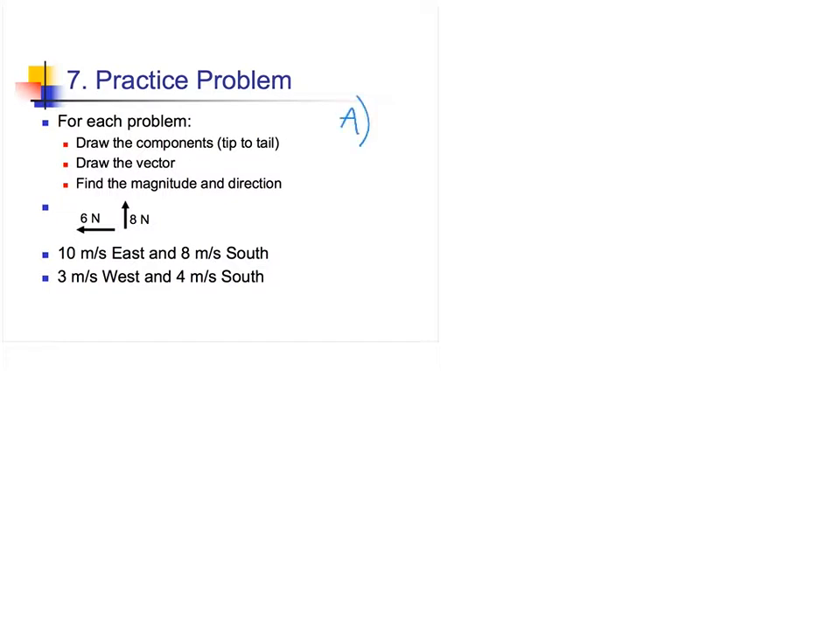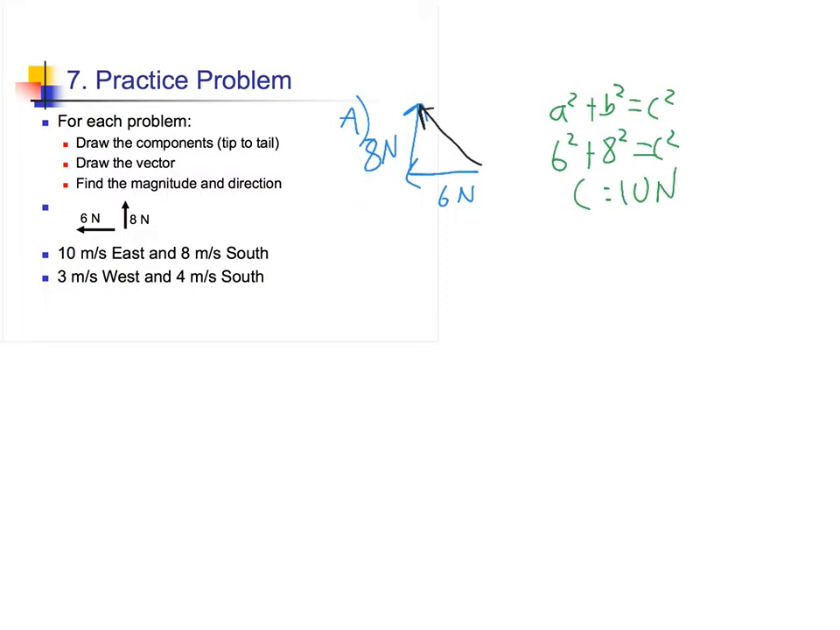So for this first one, we have 6 newtons going left and 8 newtons going up. Notice how I line them up tip to tail, which means that my overall vector is going to be like that at an angle, going from where I drew my initial vector to where that final vector ended up. Okay, and now we want to find the magnitude and the direction. So to get the magnitude here, we're just going to Pythagorize this. A squared plus b squared equals c squared. So 6 squared plus 8 squared equals c squared, which means my hypotenuse here is going to be 10 newtons.